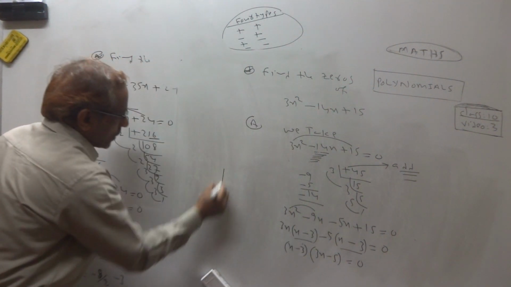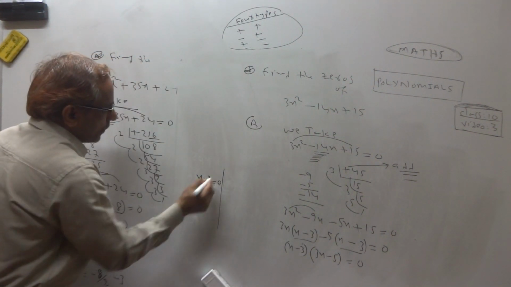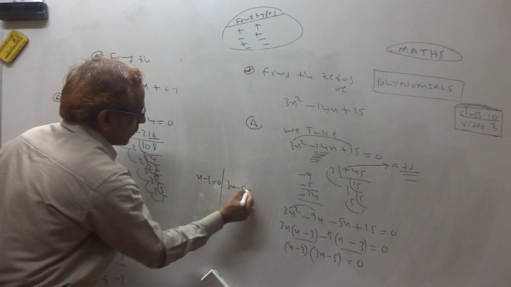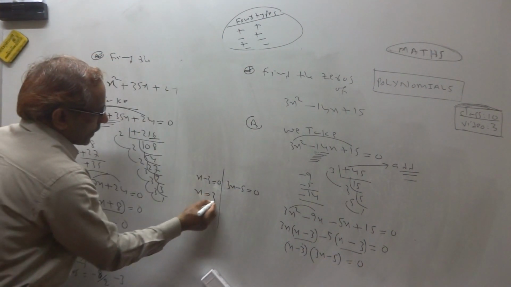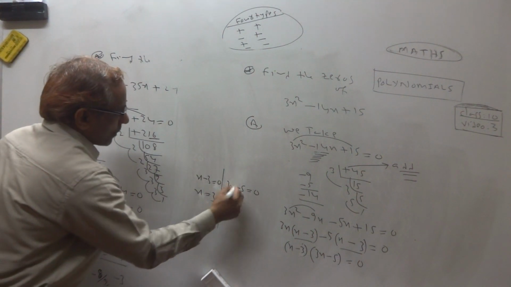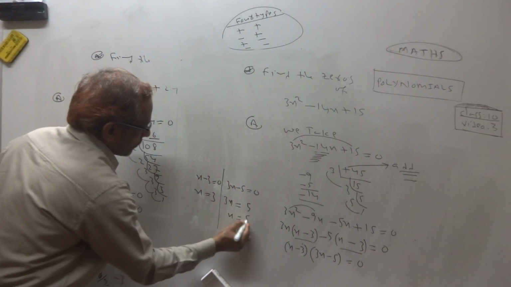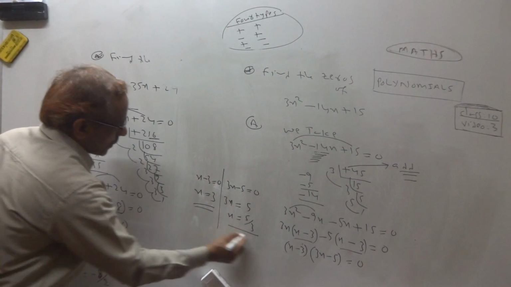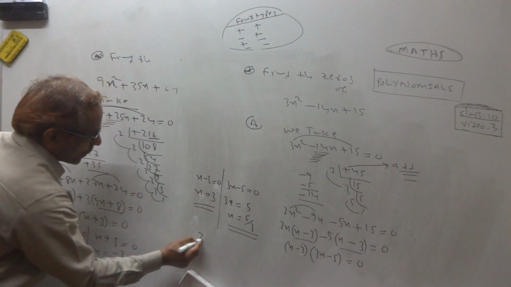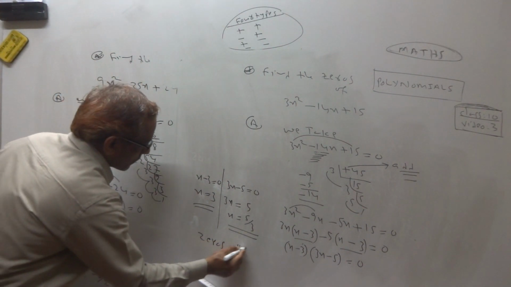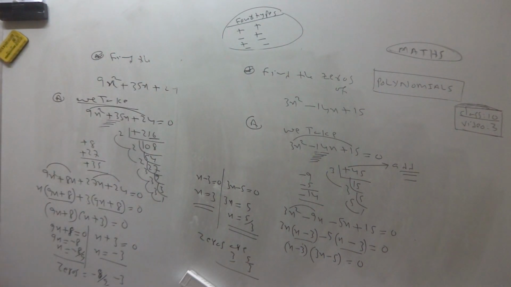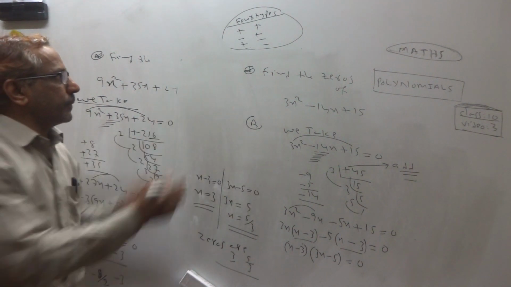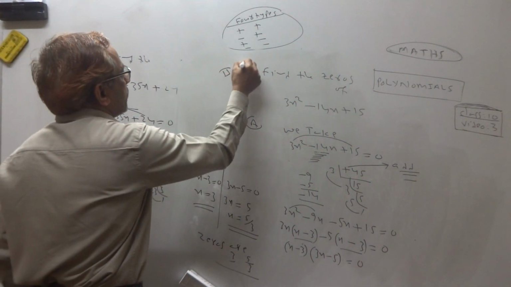Yes. So each factor is 0. This is 0. This is 0. X is plus 3. Plus 5, 5 by 3. Yes. So what zeros do we get? 3 and 5 by 3. Finished. Clear? So this is the second type.